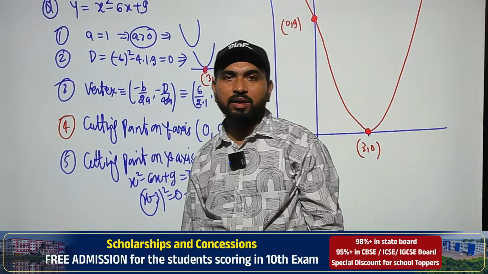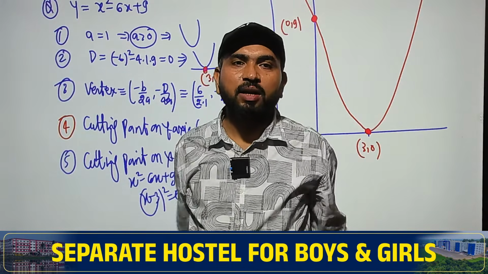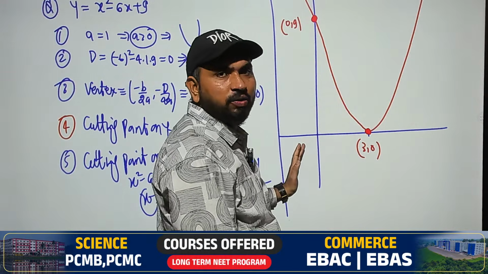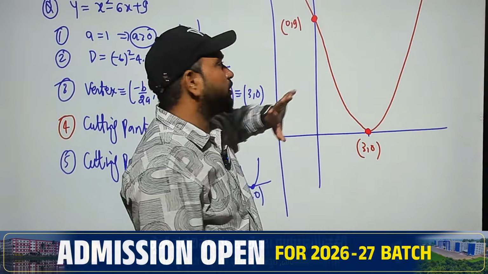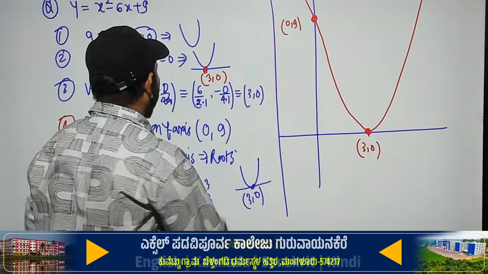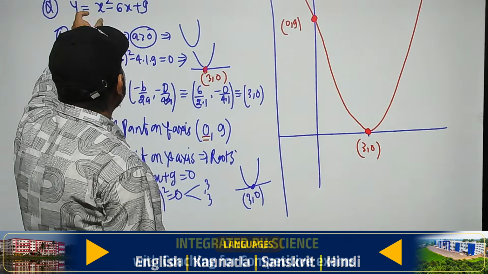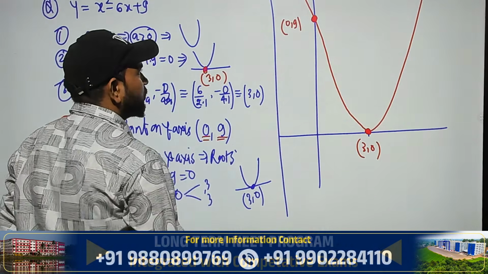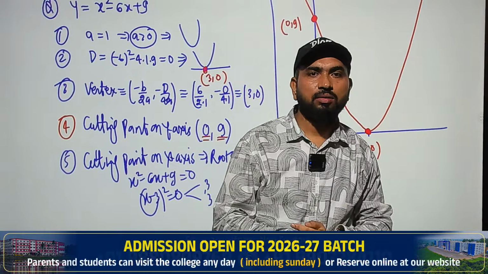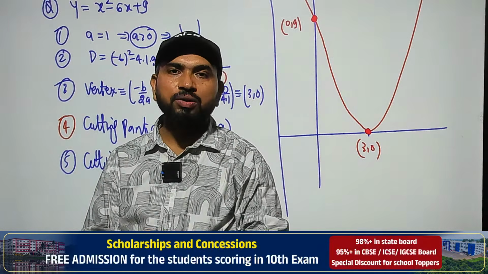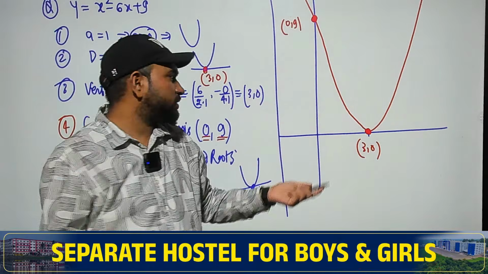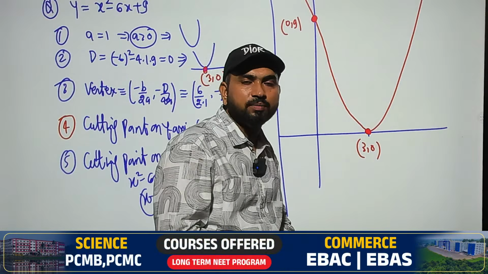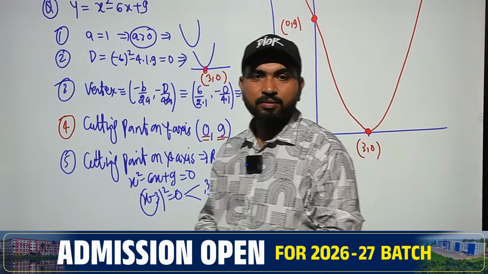Sir, can you once again teach the cutting point on the y-axis? Cutting point on the y-axis means, on the y-axis, what is x? 0. I need to put x equal to 0 and find the value of y. So in this question, I am putting x equal to 0. Then this value 0, this value 0, what remains? Y is equal to 9. So 0, 9 is the cutting point on the y-axis. Yes, the vertex point and the roots on the x-axis are same, 3, 0. Clear this concept?